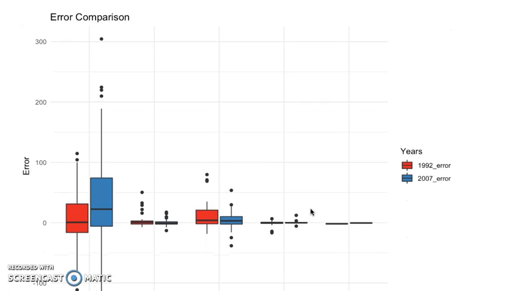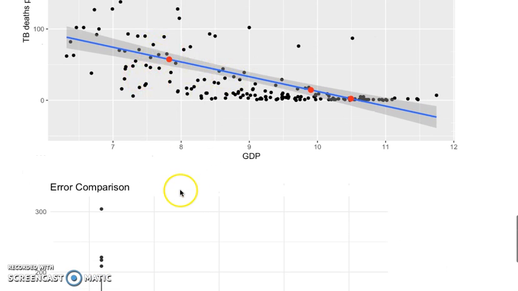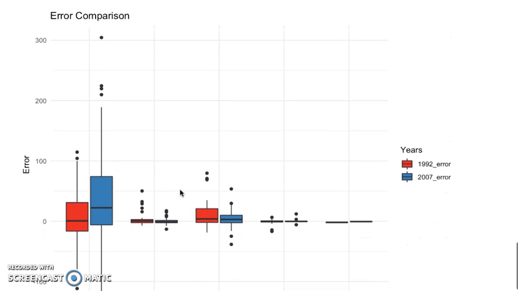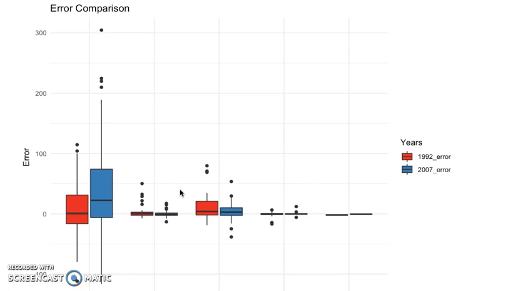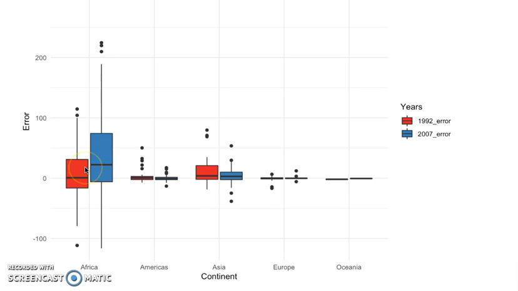We also went ahead and looked at the error rate. Up here we can see these red dots that represent predicted values, and the model we made allowed us to not only get a prediction, but to compare that prediction to the actual values seen, and we could get the error. This graph represents that. Red shows the error from the 1992 data, and blue the 2007 data. The biggest thing we notice here is that Africa has a lot of error, and you can see quite a bit in Asia as well. Now these countries here have a few outliers, but the main centers are very, very tight and right around zero.